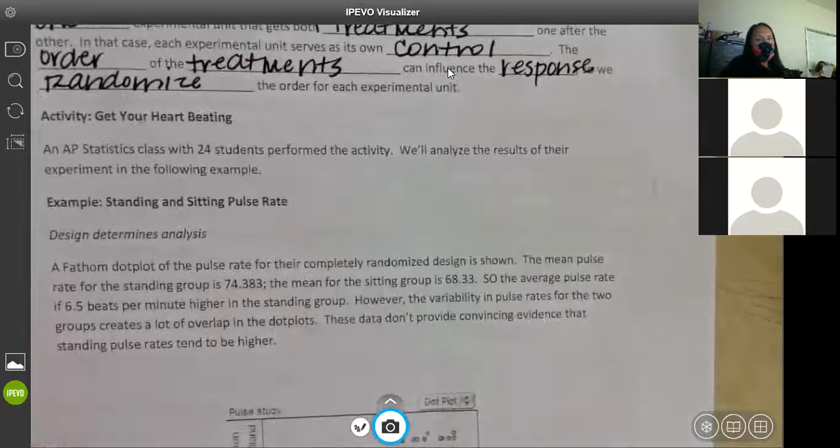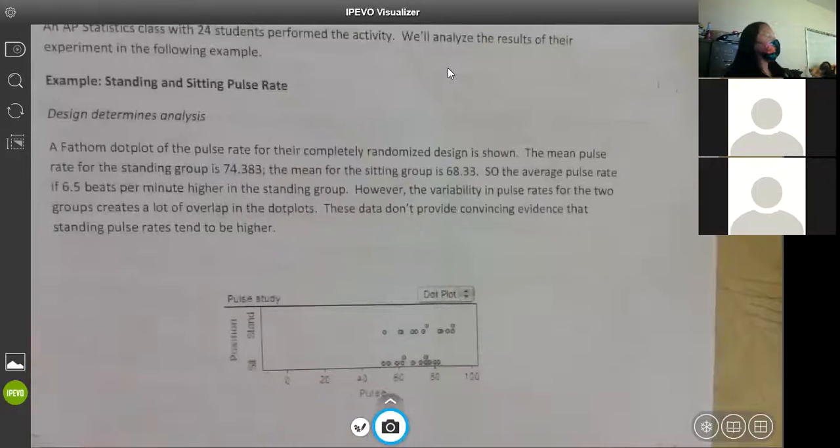So get your heart beating. An AP Stats class with 24 students performed the activity. We'll analyze the results of their experiment in the following example. So standing and sitting pulse rates, they took their pulses standing and sitting, okay? So each person did it, all right? A Fathom dot plot of the pulse rate for their completely randomized design is shown. The mean pulse rate for the standing group is 74.383. The mean for the sitting group is 68.33. So the average pulse rate is 6.5 beats per minute higher in the standing group.